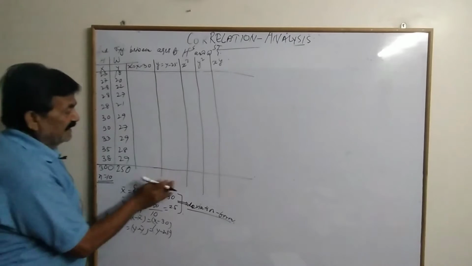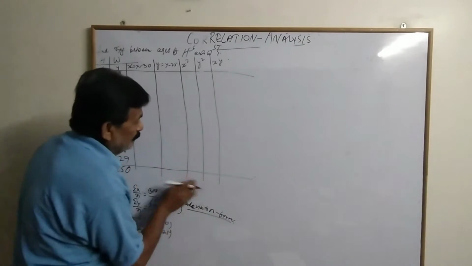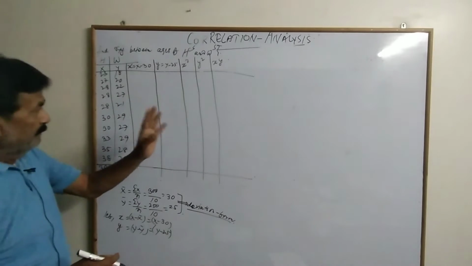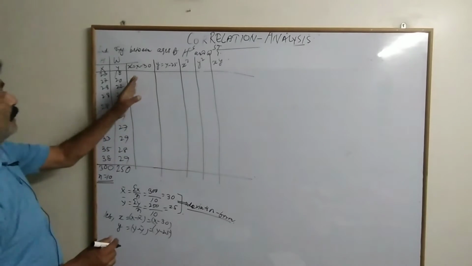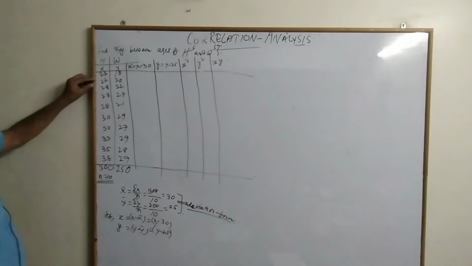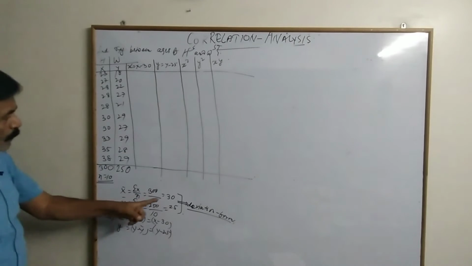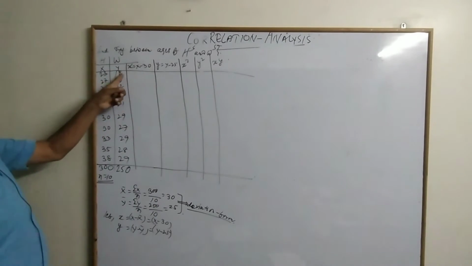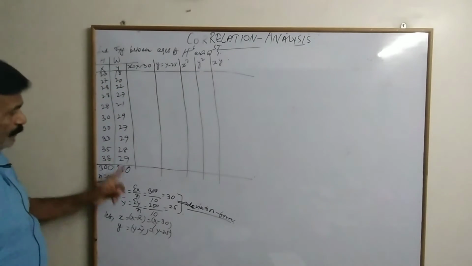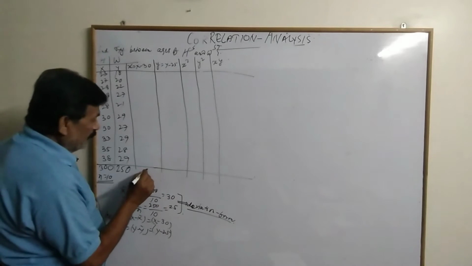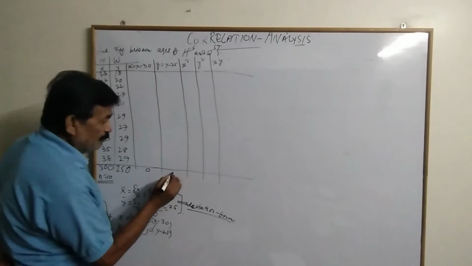Now the next step is we have to find the values of a small x and a small y, which will be used in the formula. And how are a small x and a small y to be found? We simply have to deviate each value of x from their own mean, that is 30, and a small y will be found by deviating each value of y from their own mean, 25, and the sum of these two columns, according to the property of mean, has to be 0.